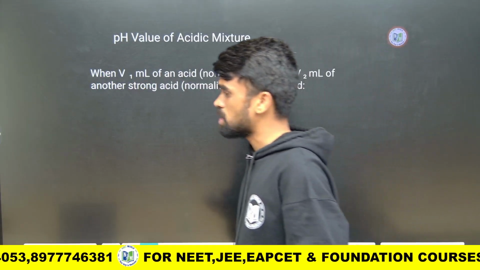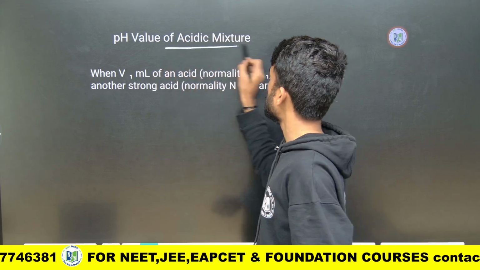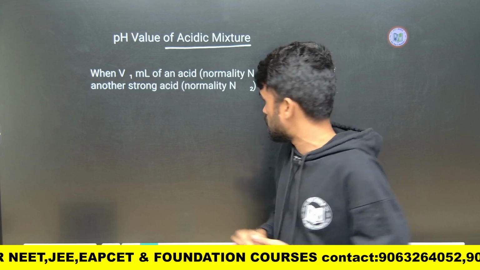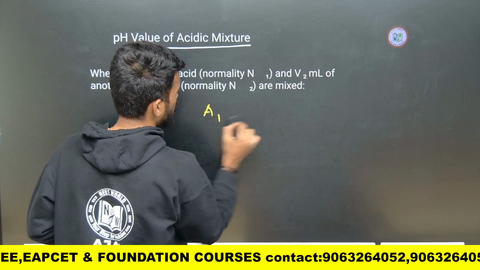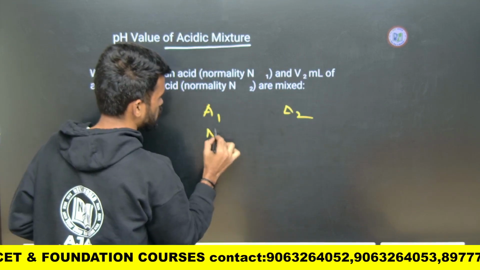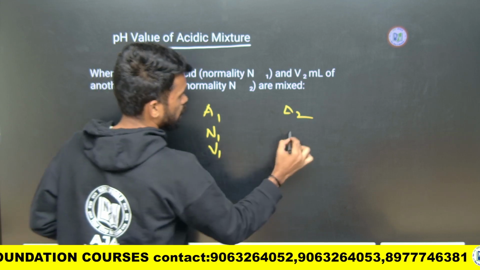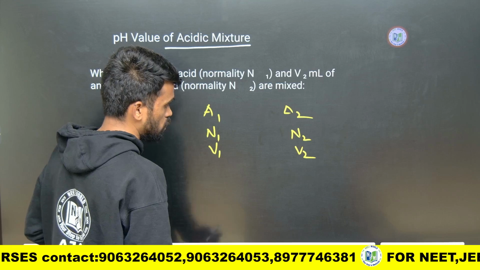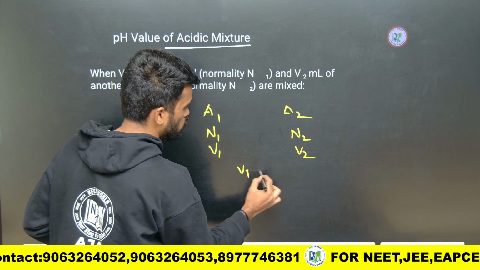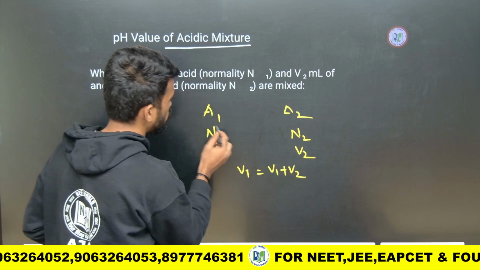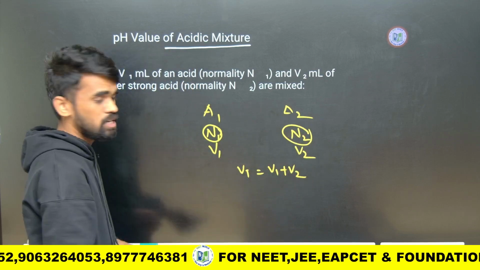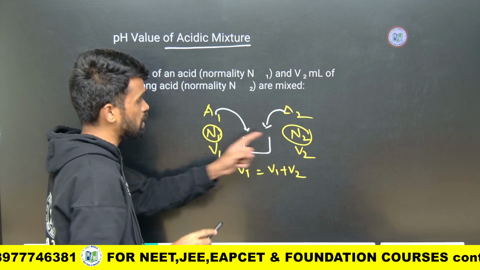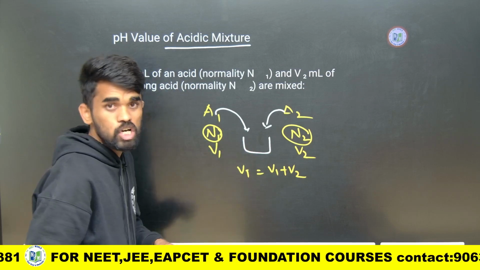Now one more concept you need to know: the pH value when two or more acidic solutions are mixed. For example, I have acid 1 with concentration N1 and volume V1, and acid 2 with concentration N2 and volume V2. When we mix these two, volume will become V total, V1 plus V2, and its concentration also changes now, because I have a beaker and I am adding acid 1 and acid 2, both with different concentrations. The resultant concentration also varies now.